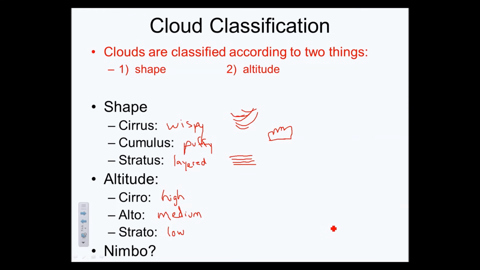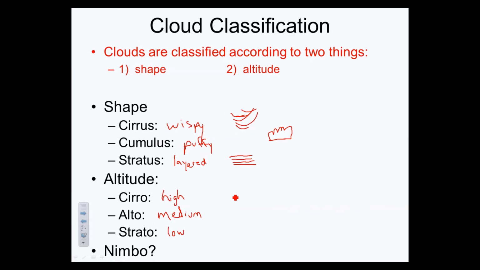What about an altostratus cloud? That would be a medium-level layered cloud. So that's all you're doing to combine your names. Now, there are a couple that are kind of different. How about a high-level wispy cloud? Cirrocirrus? Well, that sounds kind of stupid, so what we just say is cirrus for those.